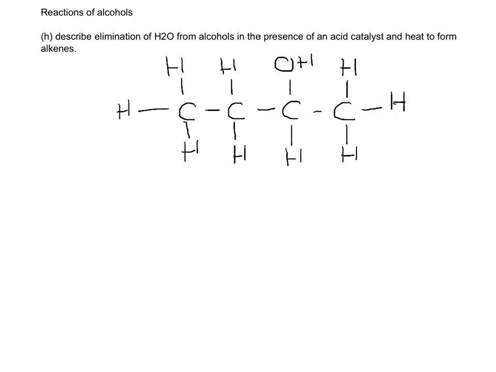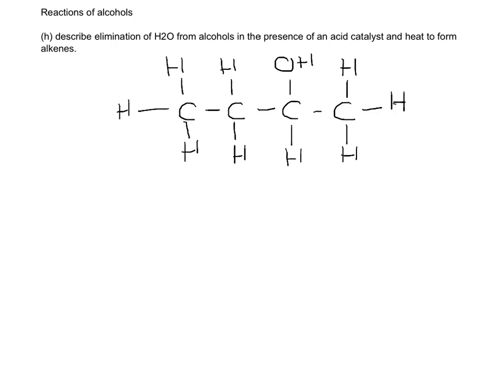In this brief video, I'll be looking at how an alkene can be formed from the dehydration of an alcohol. The reagents that you need in this particular case are going to be an acid, typically sulfuric acid, which is heated under reflux.